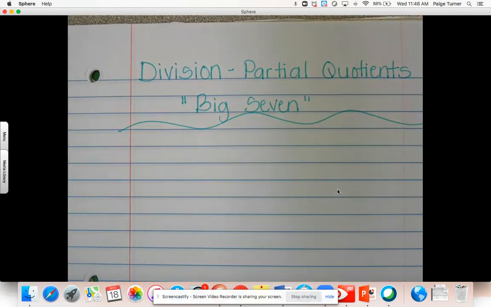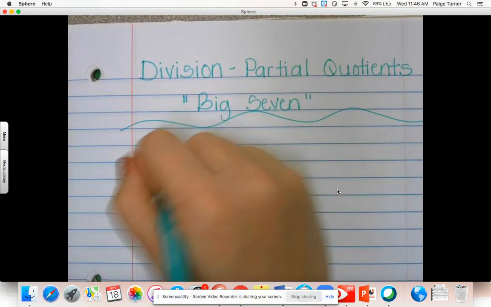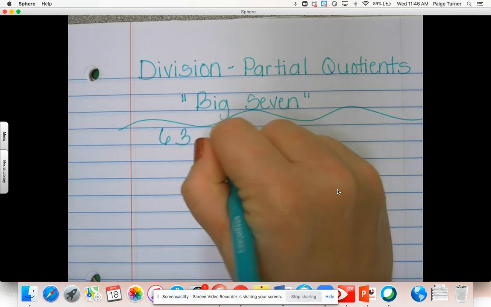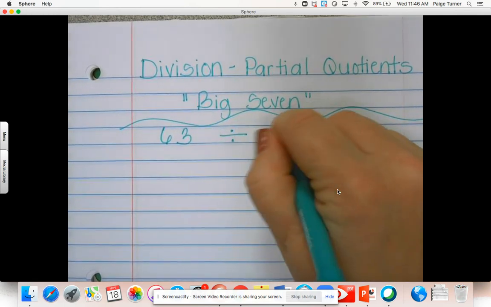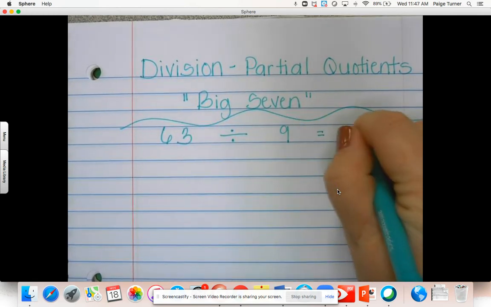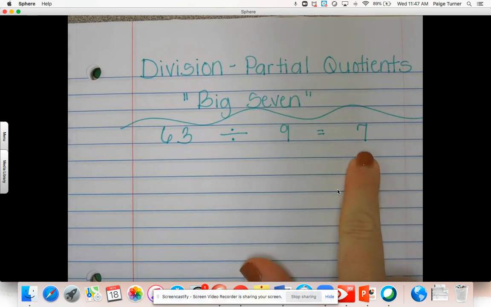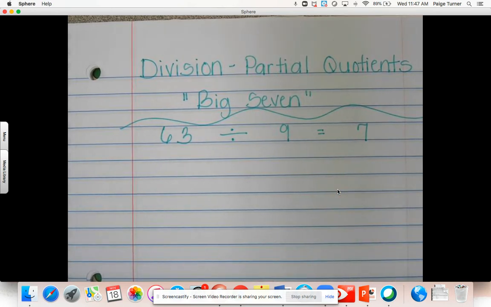All right, so before we actually start learning how to divide, let's go over some important words that you need to know when we are dividing. So let's start with just a very basic division problem. Write this with me. We're going to write 63, and leave some room here, divided by 9 equals 7. There's not even a remainder here, right? 63 divided by 9 equals 7.